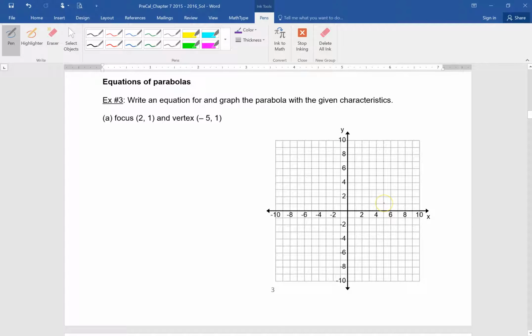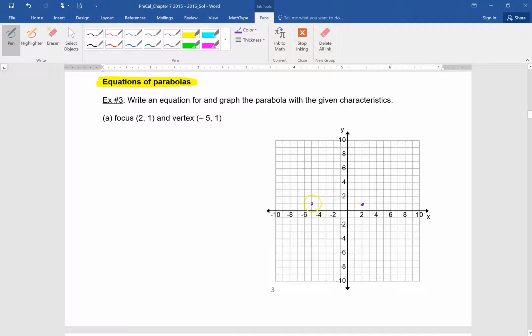All right. Now, how do you come up with equations for parabolas? Now we're going to be going backwards, and I think this will help you focus more. Okay, so we have to write an equation for this graph. What are we given? We're given the focus and the vertex. The first thing I do is make a rough sketch. The focus is at (2, 1), and the vertex is at (-5, 1).